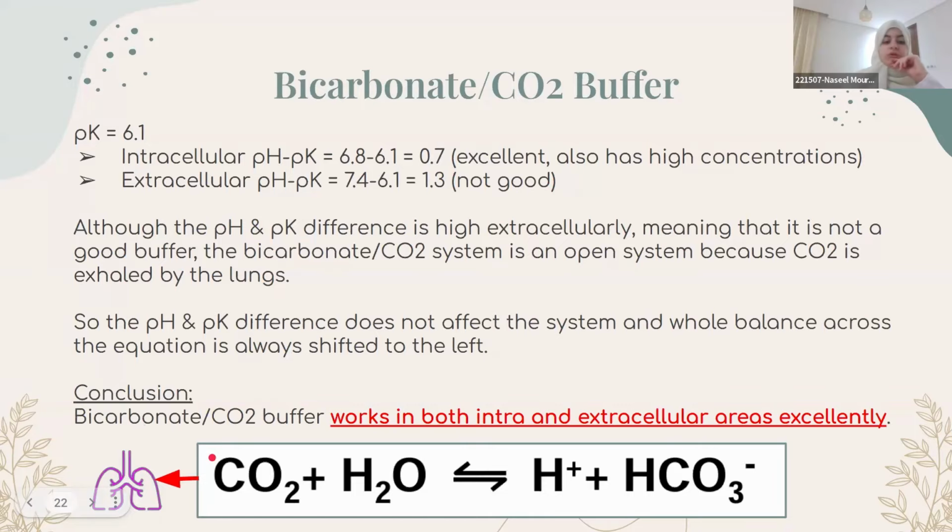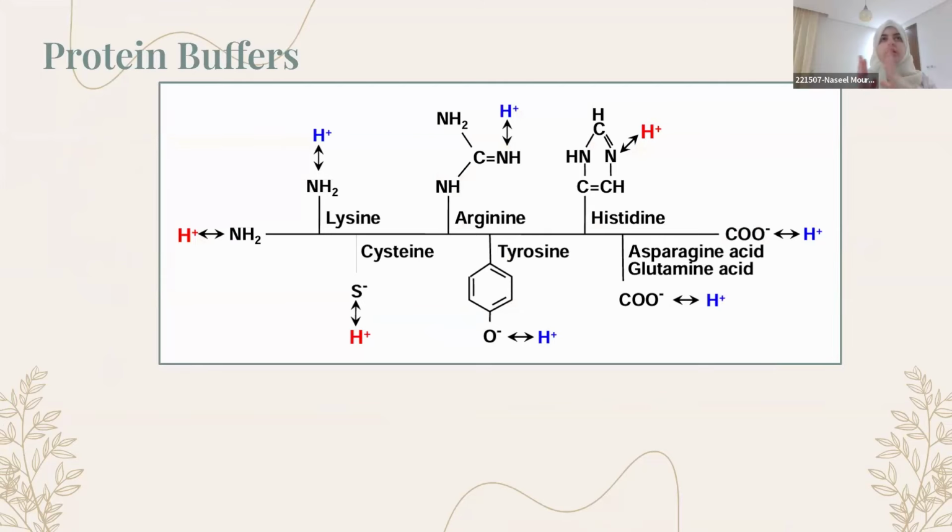So, conclusion, this buffer, bicarbonate and CO2, works excellently both intra and extracellularly in the blood. Okay, so we talked about the phosphate buffer, the bicarbonate buffer, but we also need other buffers. The third example is protein buffers. Now, obviously, you don't have to memorize the structure or the names, no need for that.